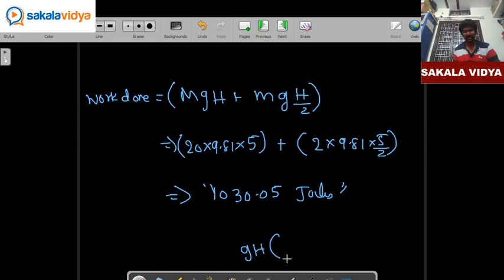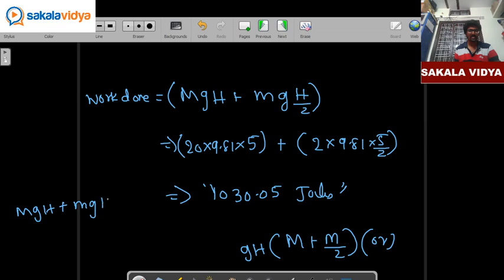So what is the formula to calculate work done against gravity when the mass of the rope is considered? gH times capital M plus small m by 2, or MgH plus small m gH by 2, where capital M is the mass of the bucket and small m is the mass of the rope.